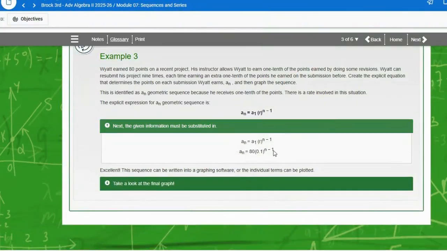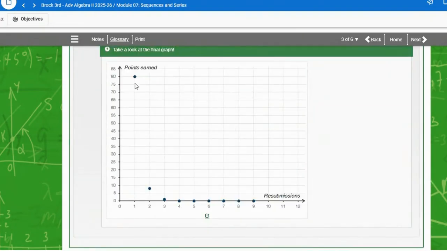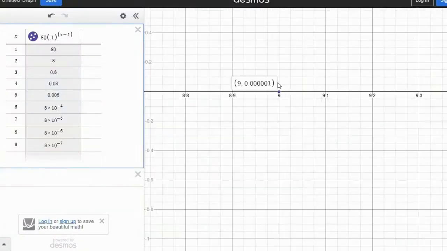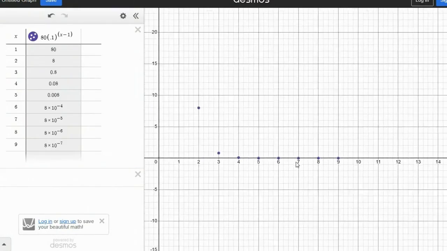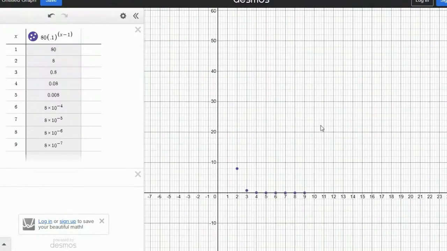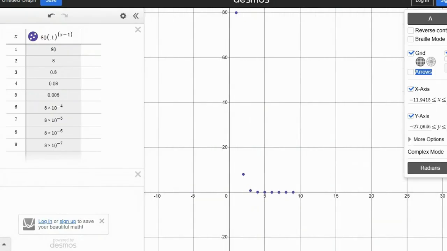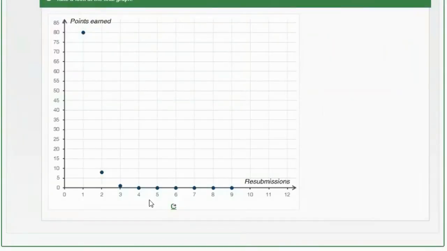So when they substitute the information in, we got 80 times 0.1 to the n minus 1. That's what we put in our Desmos graph. And the graph looks like this. There's the 80, there's the 8, there's the 0.8, and then there's all the little bitty numbers that are really, really close to 0, just like ours right here. Let me zoom back out. So we have the same numbers right there. So they got the minor grid lines. No minors. That looks just like what they have right here.